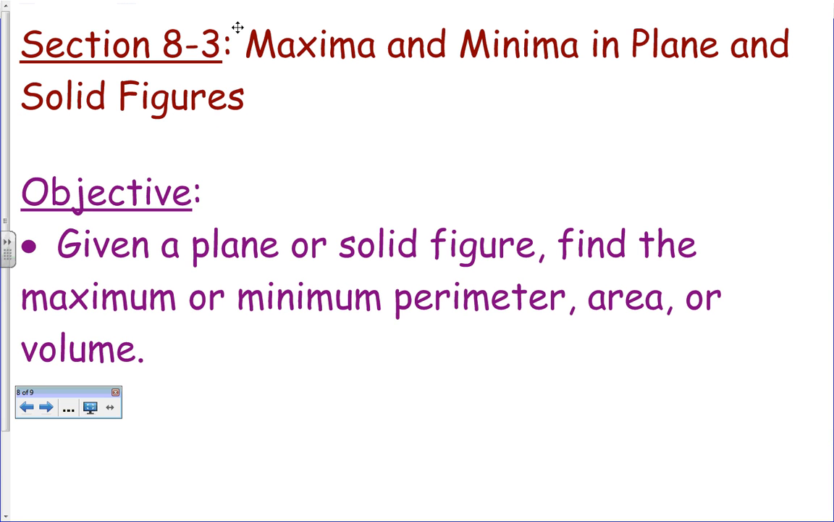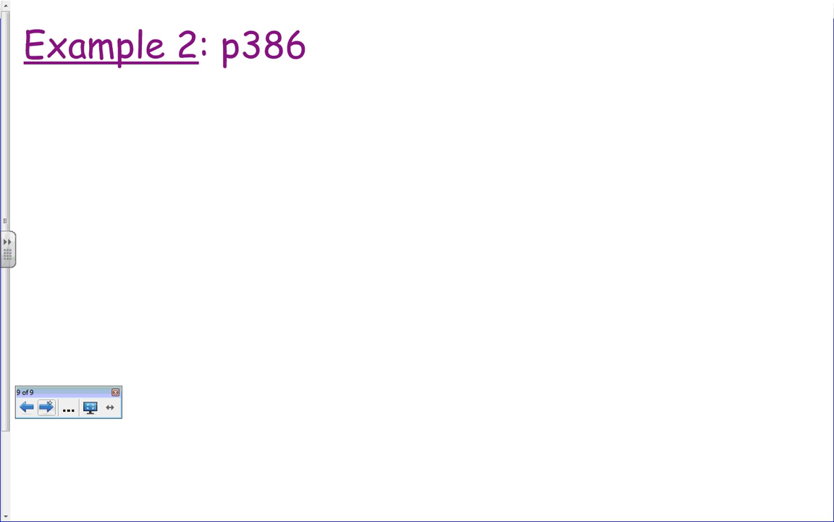Section 8-3 is on maxima and minima in plane and solid figures. The objective again for this section is, given a plane or a solid figure, find the maximum or minimum perimeter, area or volume. All right, so let's take a look at another example here from this section.